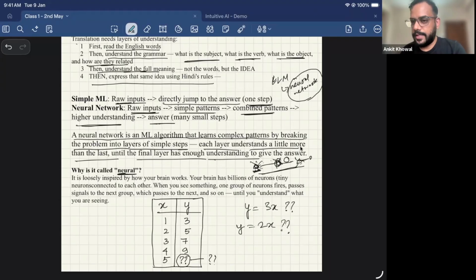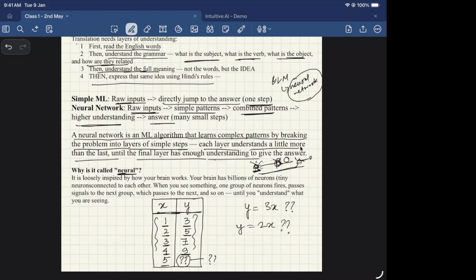I have one exercise for you. You guys have to answer this for me. I'm giving you some data: I have a value of x, and for that I have a value of y. I have x as 2, and I have a value 5 for it. I have 3, I have 7, I have an input value x as 4, and I have output as 9. Now tell me, based on this data, what will be the value of y if I give the input x as 5? 11. Yeah, it was pretty quick, Swati.